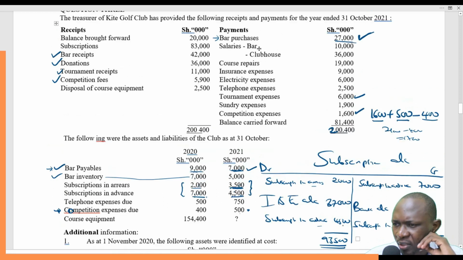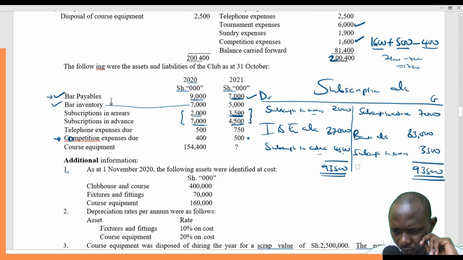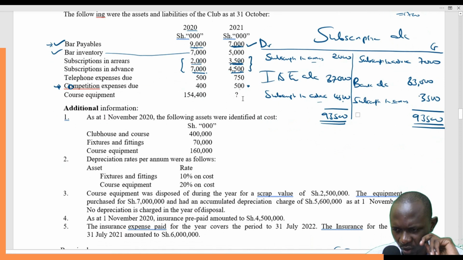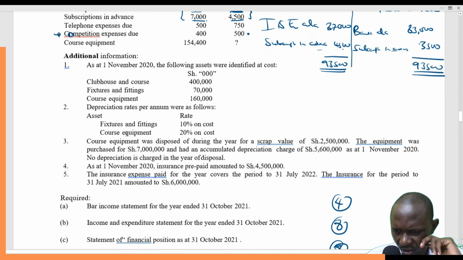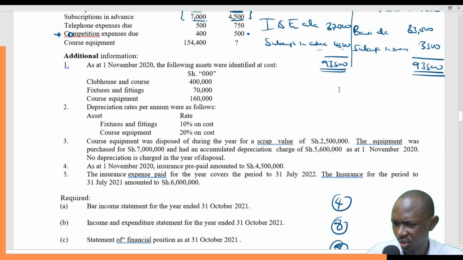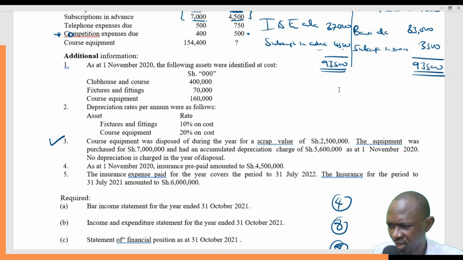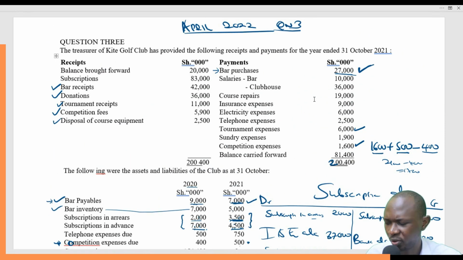Cost equipment, cost repairs. So let's get all these things about cost. This is disposal of cost equipment, so cost repairs will not come here. Let's restrict ourselves to cost equipment. Cost equipment 160. Depreciation: cost equipment was disposed of during the year. I think this is the story that we are interested in. Cost equipment was disposed during the year for scrap of 2.5. That 2.5 is what we have here. You can see the figure 2.5.